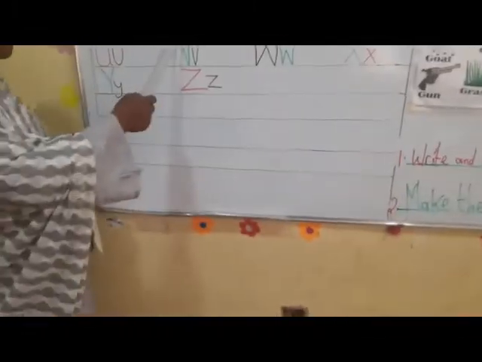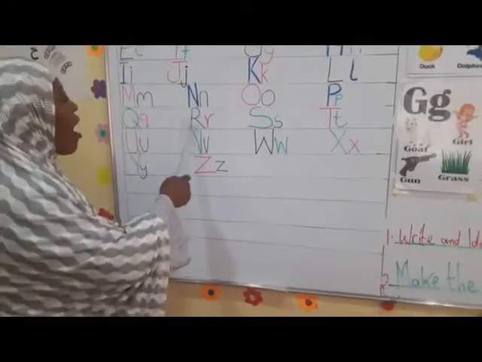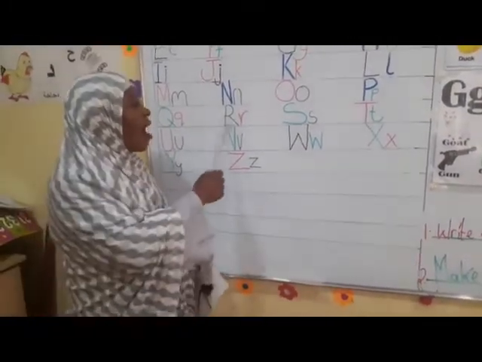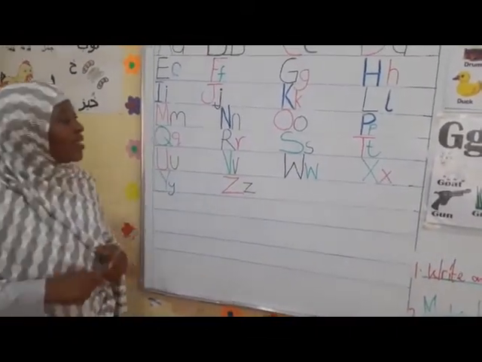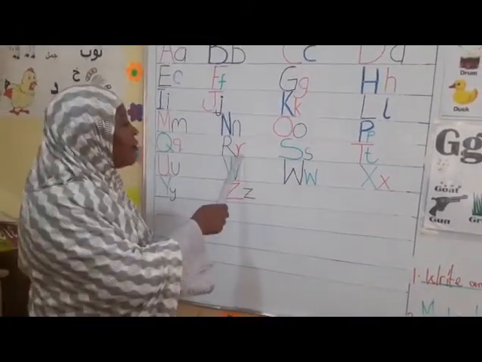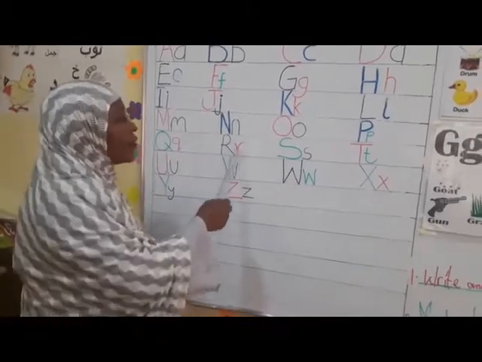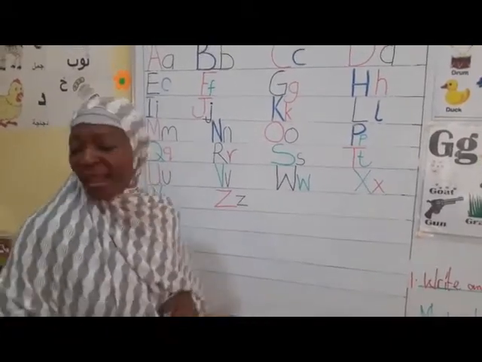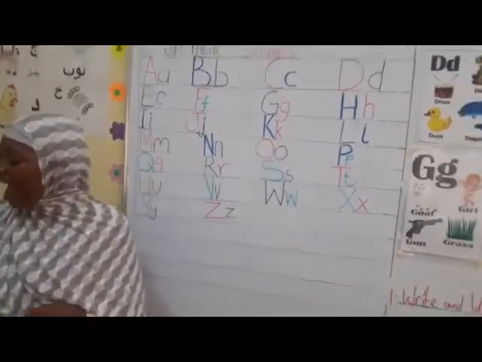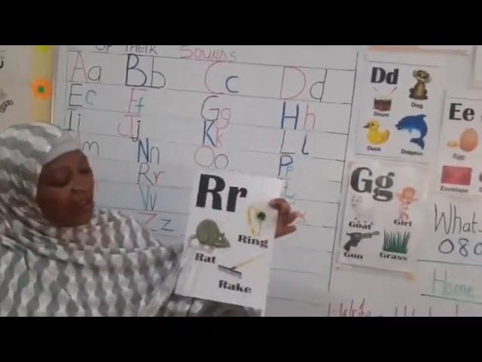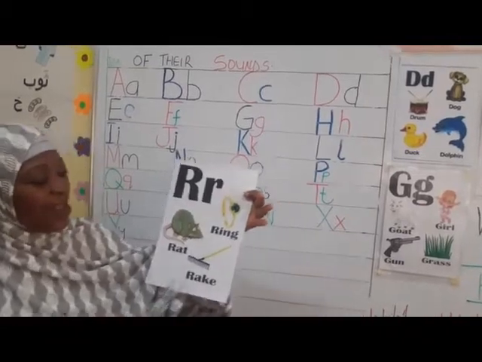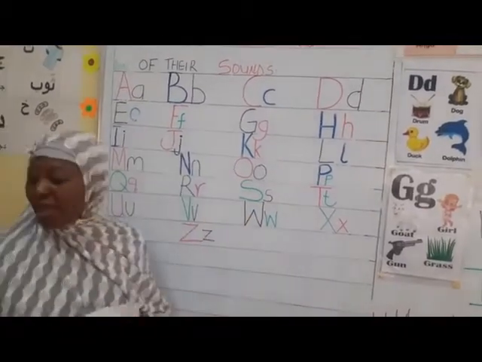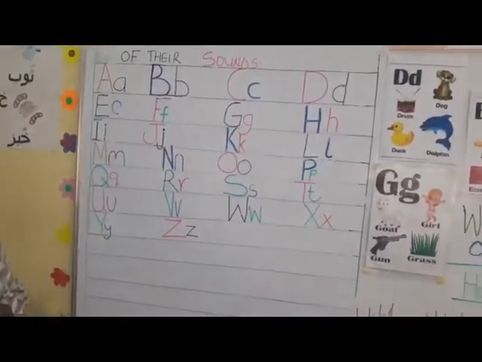The next one is what? Letter R. Okay, I'm pronouncing after auntie. Good. What is the sound? It sounds R. As in run. As in rat. As in ring. As in red. Good. Mashallah. Let's go to the next letter.